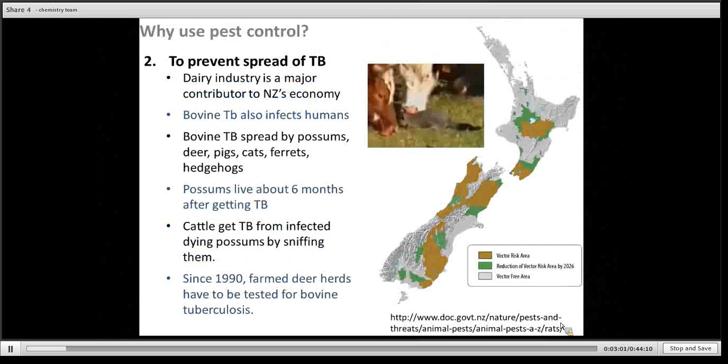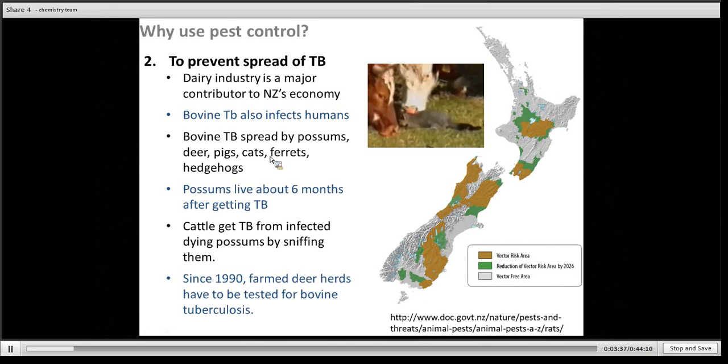The second reason why New Zealand is unique is that it has a very big dairy industry, and cattle can get bovine TB. Now, bovine TB can also affect humans, so cattle have to be tested. So if they do have this bovine TB, then the milk cannot be used for human consumption. And because, as I say, such a major contributor is that if the dairy industry goes bung, then New Zealand's economy is affected in a big way.